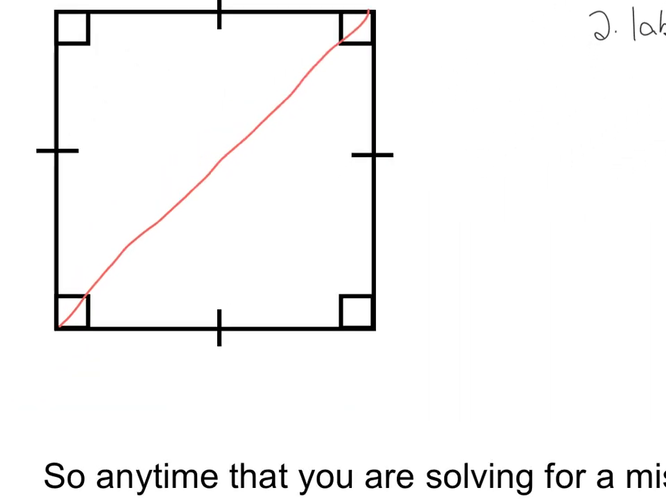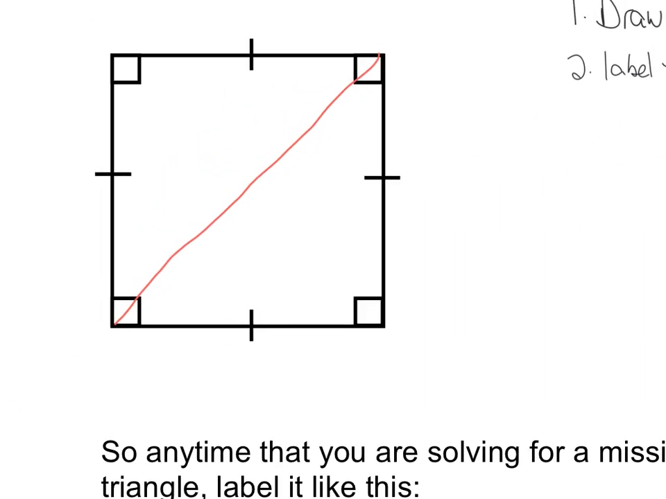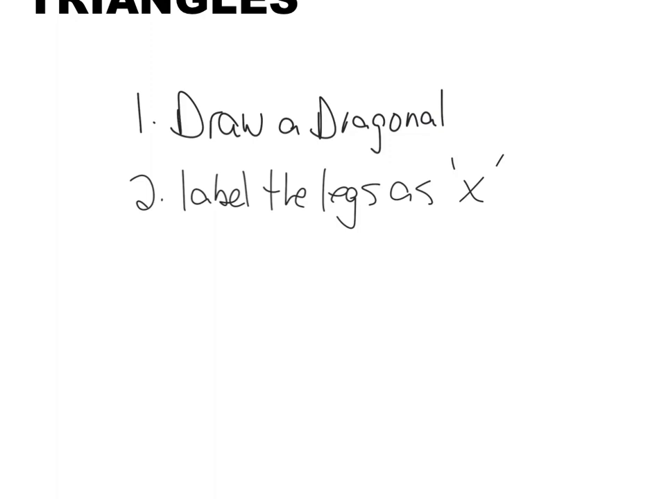So the legs are the sides that are touching the 90-degree angle, because remember, in the Pythagorean theorem, the side across from the right angle is our hypotenuse. So I'm going to say that this leg is X and this leg is X because they're congruent, so they're both the same thing. Now, number three, I'm going to find the hypotenuse.